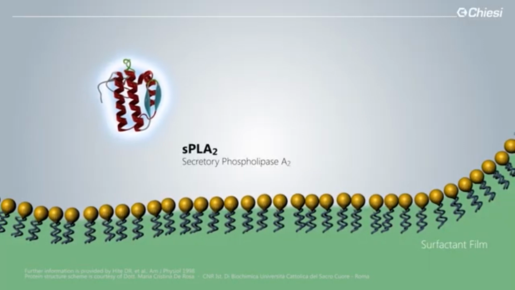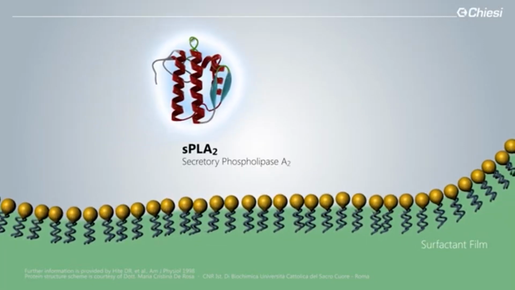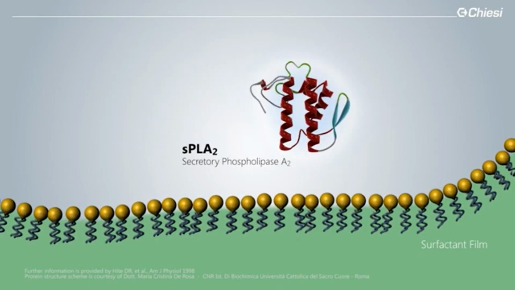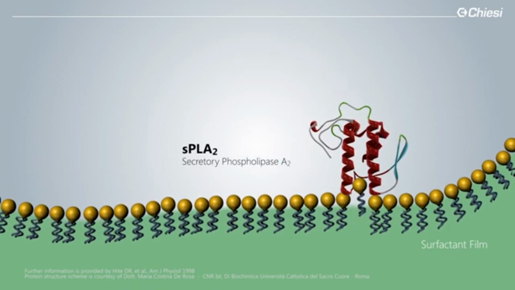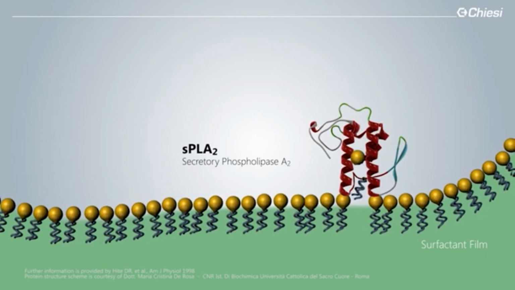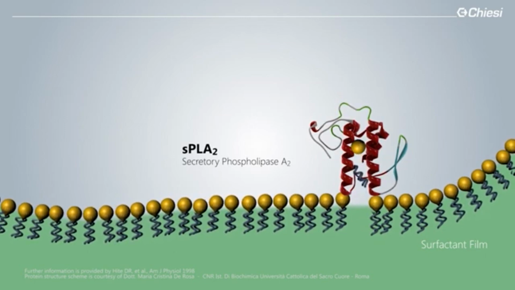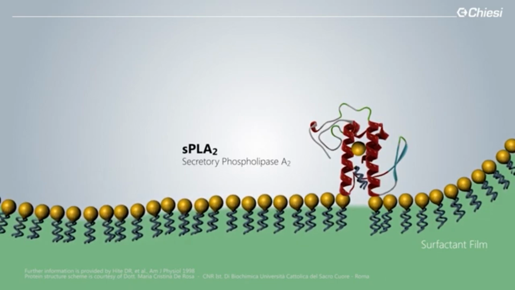So how in detail is phospholipase A2 working? That's easy, and you may see in this animation, phospholipase A2 is secreted and approaches the surfactant film. Once phospholipase A2 reaches surfactant phospholipids into its catalytic site, it destroys the phospholipids. Once phospholipase A2 has done that, surfactant, unfortunately, will be no longer able to lower surface tension and so to exert its main function.